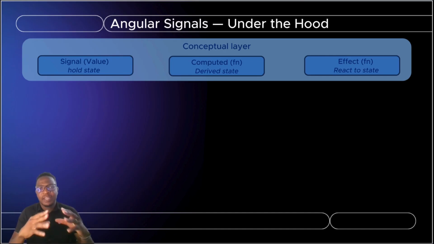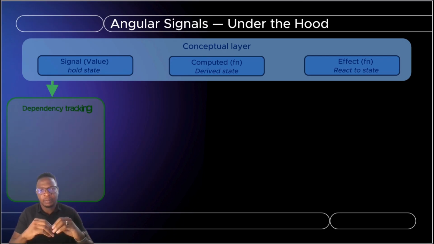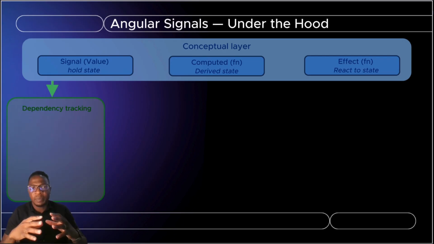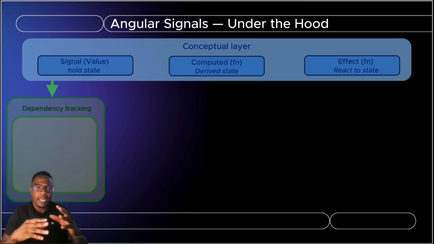And the answer is, Angular is running a reactive system built on four core ideas. The first one being dependency tracking. Now, at the center of dependency tracking is something called the active consumer stack. Think of it as, who is currently running and interested in a signal?